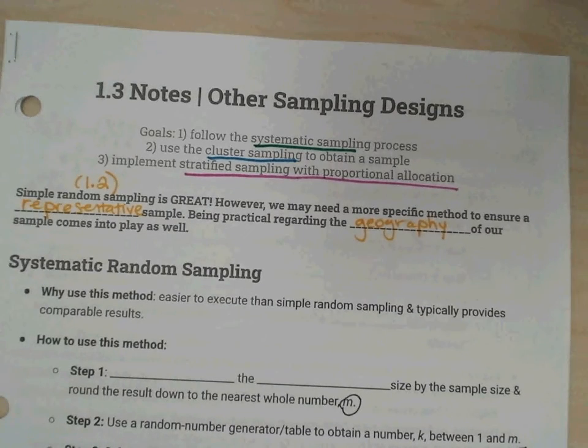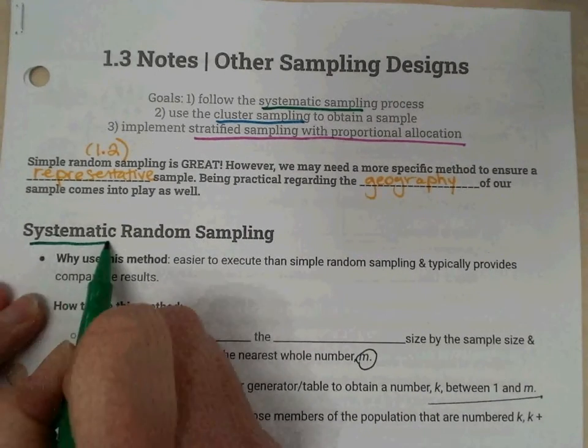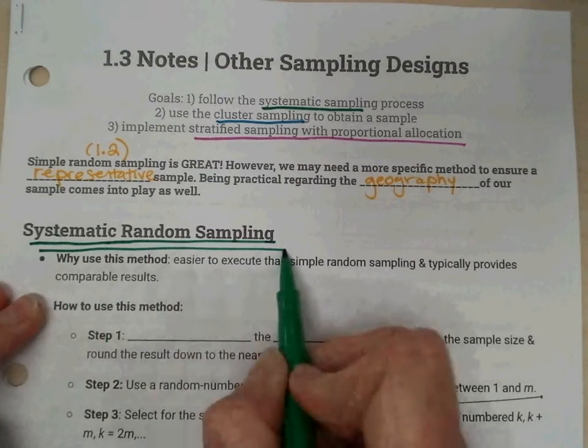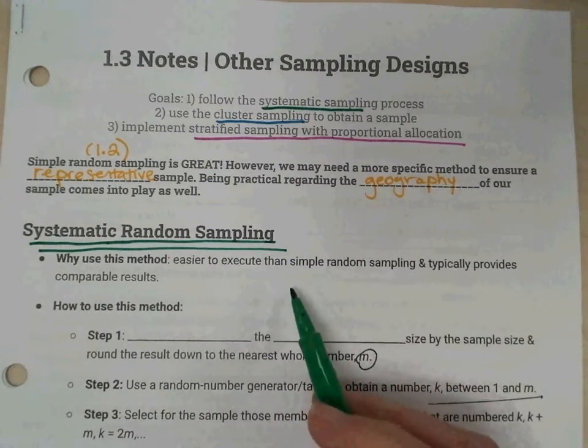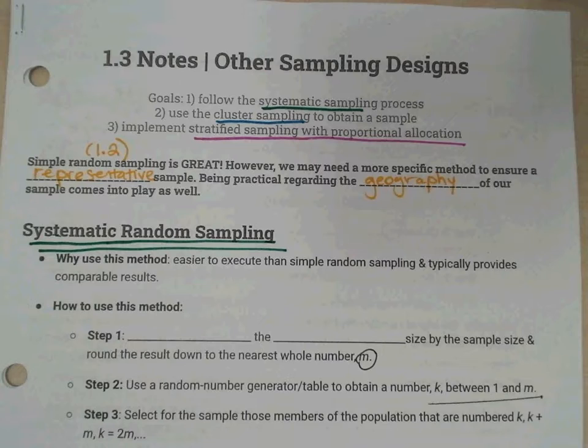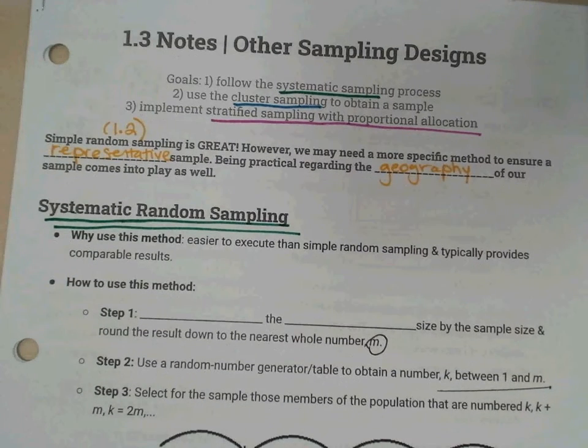Systematic random sampling. So I'm using green here. Systematic random sampling is going to be green. We use this method. It's easier to execute than simple random sampling and typically provides comparable results. Each of these methods is going to have a step-by-step process.